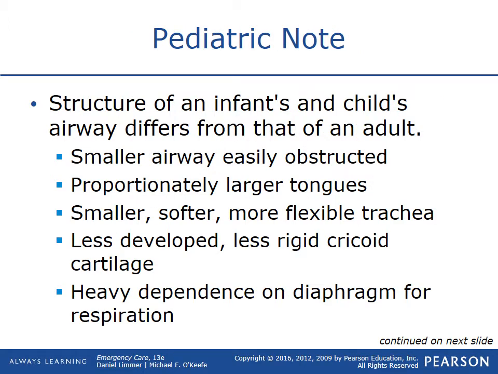On a pediatric note, the structure of an infant's and child's airway is a lot different than an adult's. It's a lot smaller, so it can become more easily obstructed. They have proportionally much bigger tongues than adults do, and the trachea is a lot softer and more flexible. If you imagine the hose on a vacuum cleaner, how it has rings in it so it doesn't kink, an adult's is like that. The child's is much smaller, so when the head goes forward, it can kink much more easily.